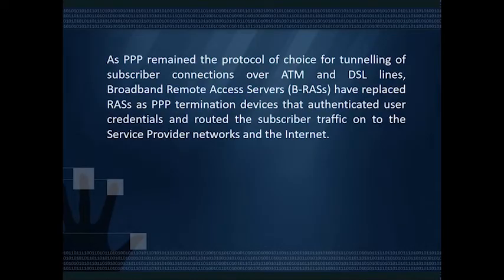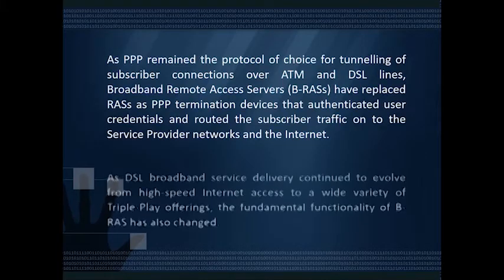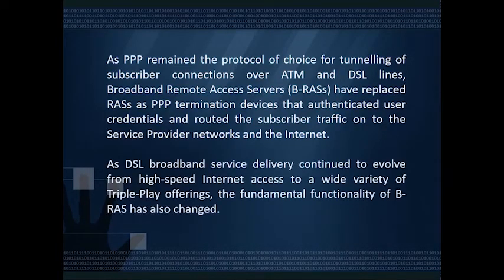As PPP remained the protocol of choice for tunneling of subscriber connections over ATM and DSL lines, broadband remote access servers replaced RASs as PPP termination devices that authenticated user credentials and routed the subscriber traffic onto the service provider networks and the internet. As DSL broadband service delivery continued to evolve from high-speed internet access to a wide variety of triple play offerings, the fundamental functionality of BRAS has also changed.